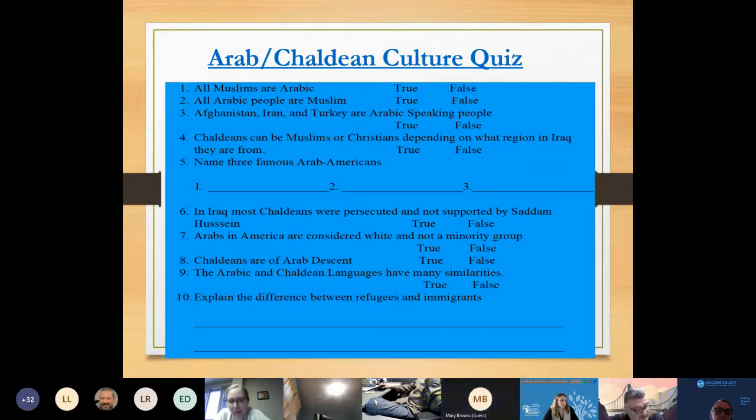True. Explain the difference between refugees and immigrants. What's the definition of refugee? What's the definition of immigrants? Refugee, I think, is somebody who's escaping something. Yes. An immigrant is somebody who's willingly going from one place to another. Absolutely true. Please give a pat on your back.